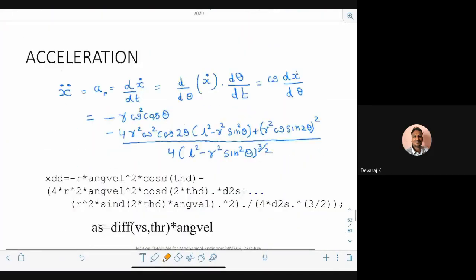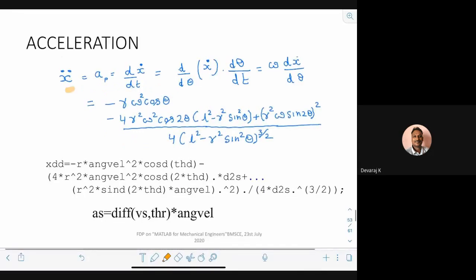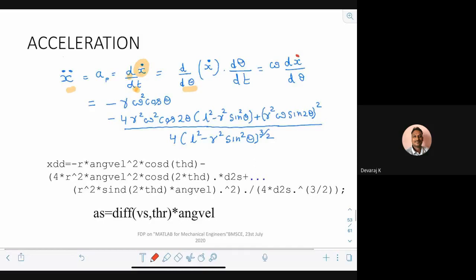Further, if you want x double dot, acceleration of piston, again, I want differentiation of velocity with respect to time. Again, it's a function of theta. So again, if you observe, one more omega will come into picture into dx dot by d theta. So you have already an expression for x dot, and you know how much time it takes for you to differentiate and get this final expression for acceleration of piston. Okay, it's a time-consuming activity.